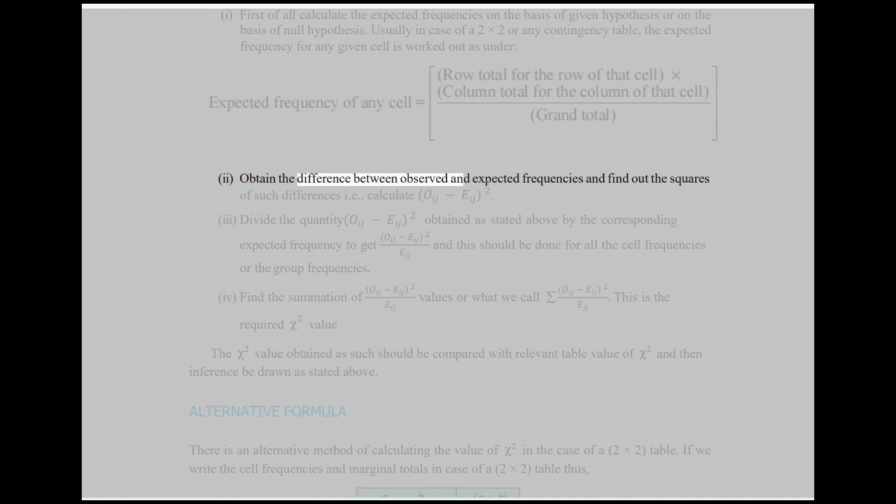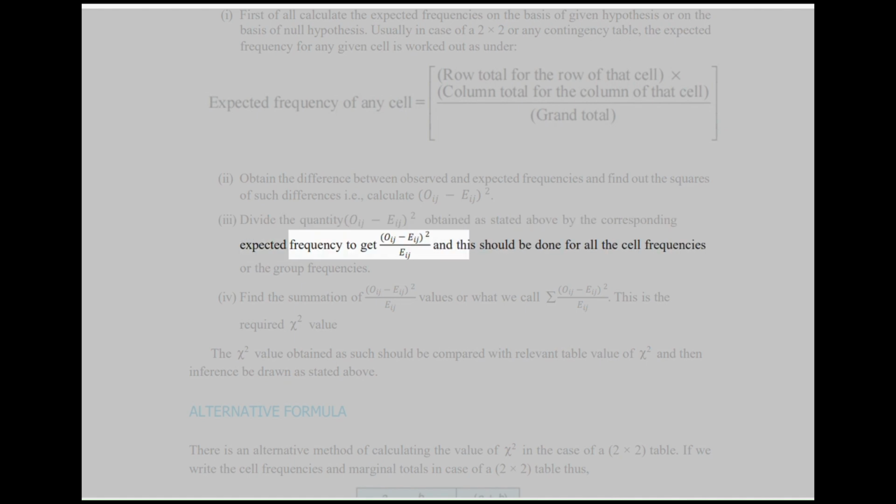Obtain the difference between observed and expected frequencies and find out the squares of such differences, i.e., calculate (Oij − Eij)². 3. Divide the quantity (Oij − Eij)² obtained as stated above by the corresponding expected frequency to get (Oij − Eij)²/Eij, and this should be done for all the cell frequencies or the group frequencies.